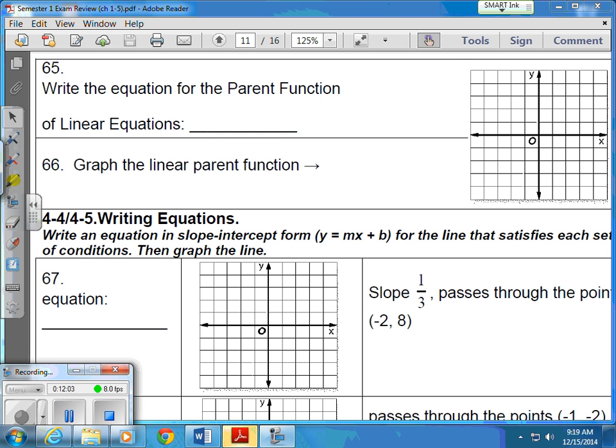Number 65, if we're going to write the equation for the parent function of linear equations, the linear parent function, it has a slope of 1 and a y-intercept at the origin, so it's just y equals x. We're going to graph the parent function. There's its y-intercept at 0, and it's got a slope of 1, so it does that. It's the simplest one there is.